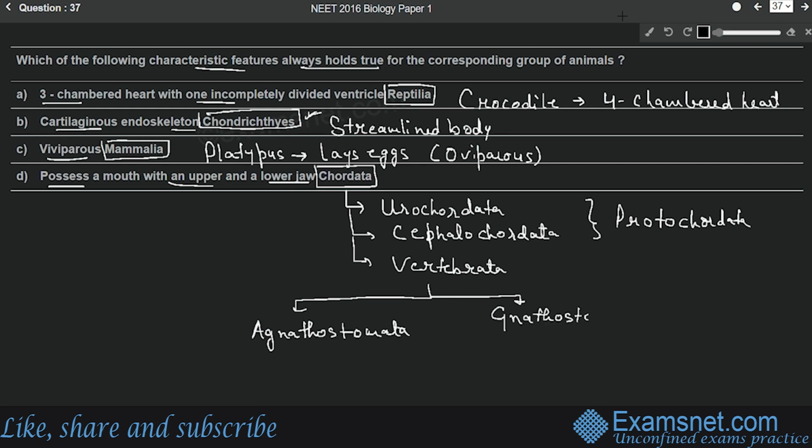Now the difference is that Agnatha lacks jaws. Okay, jaws are absent here, whereas Gnathostomata have jaws. Okay, jaws are present. So we can say that this will also not always hold true, because there is an exception, Agnatha, which does not contain jaw. Okay, so the only one that will always hold true is the second one, cartilaginous endoskeleton being the feature of Chondrichthyes. So option B is the correct answer.